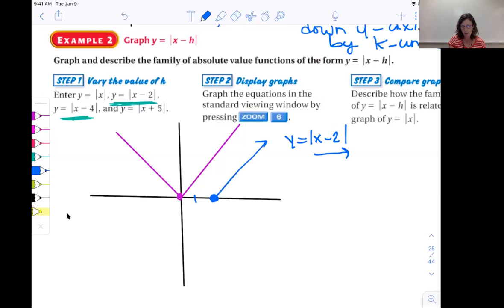So instead of moving up, it's moving right. And the reason it does that is because it's with x. So it's trapped inside with x. So whatever x does, well, x goes left and right, then it has to do as well. So it's going to move right. The other one, x minus 4, is also going to move right, but even further right. It's going to be over here. So we still have these V's, but they're moving right.